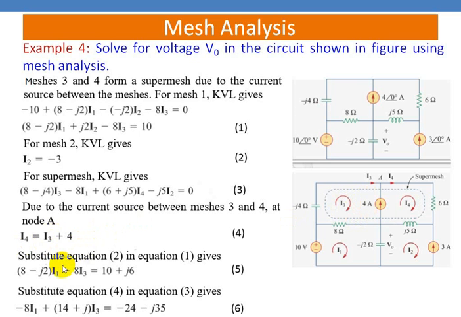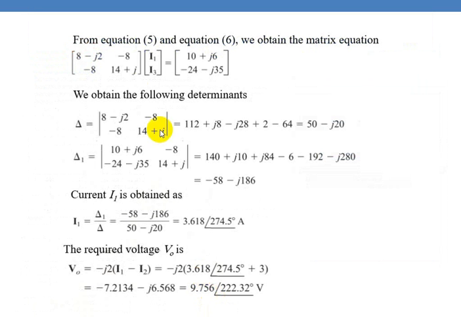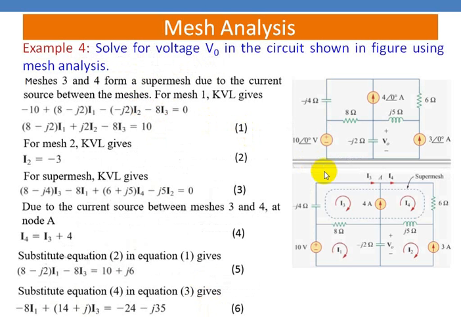Now substitute this I2 equal to minus 3 in this equation 1 and simplify this equation. You will get an equation in terms of I1 and I3. Then you substitute I4 equal to I3 plus 4 in equation 3 and simplify this equation. You will get another equation in terms of I1 and I3. So you've got two equations, that is 5 and 6. Now write these two equations in matrix form.